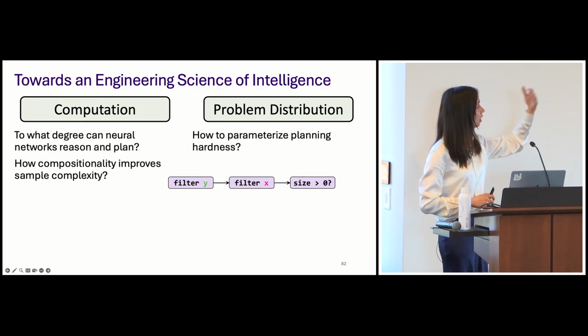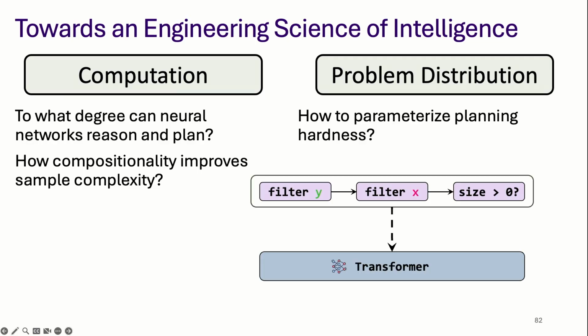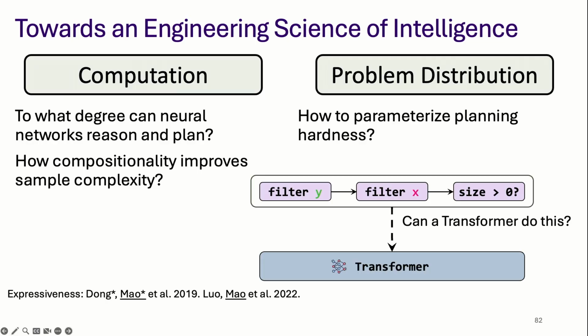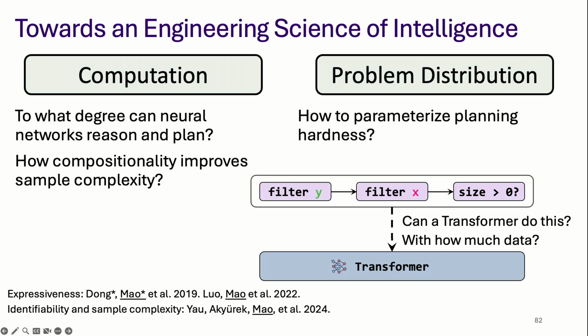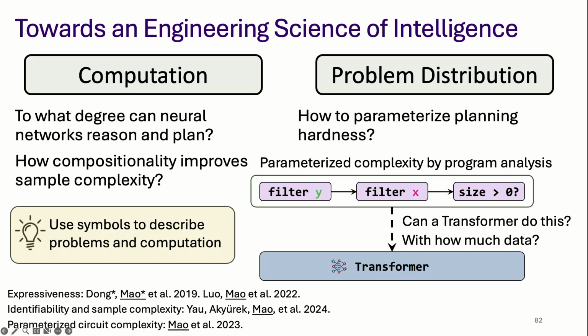For example, if you talk about such discrete logical reasoning structures, in the past I've been studying or answering questions such as, first of all, can we train a transformer to do these kinds of things? In my early paper in 2019, we showed that this is actually possible, but with certain limitations due to the computational structure of transformers. Recently, we started to make progress on how much data we need to train such a system. And more recently, I'm interested in how to parameterize the circuit complexity by doing program analysis, trying to understand the symbolic structure of a practical problem, and building a connection between that and practical neural network-based learning problems. Here, the principle is using symbols to describe problems and also describe computation, and then thinking about how we can develop theory around it.